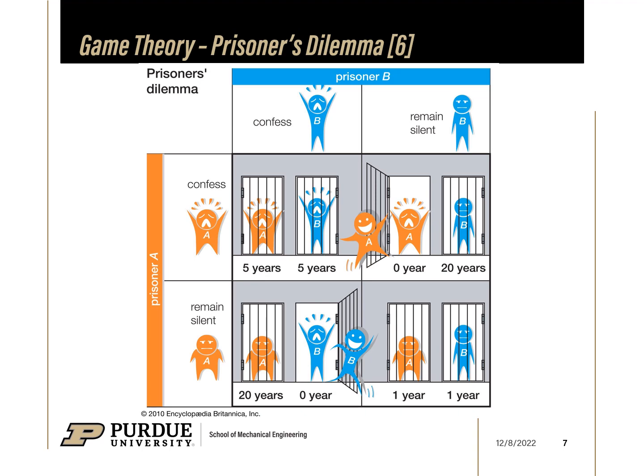Let's start with prisoner B. If prisoner A decides to confess, what is the better option for prisoner B? Well, obviously it's to choose to confess, because he'll only get 5 years instead of 20 years. Now, let's do the opposite with remaining silent for prisoner A. What should prisoner B do in this situation? He should also confess, because he'll get 0 years instead of 1 year.